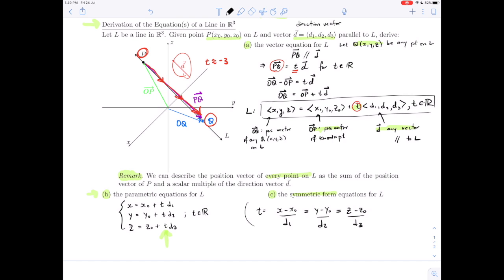And this is all equal to t, but we don't write that. What we write for the symmetric form equations is this. Now, of course, that needs d1, d2, and d3 to be non-zero. And so what happens in the case that one of them is zero? Well, we're going to do an example in the next video, and we'll see how we write the symmetric form equations when one of those is zero.